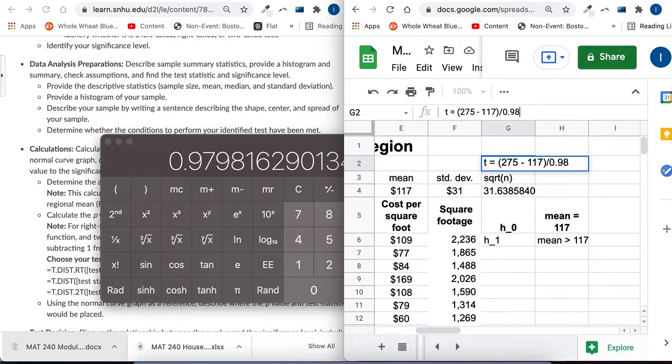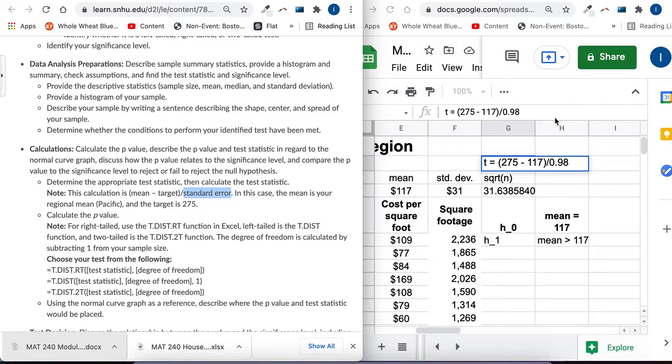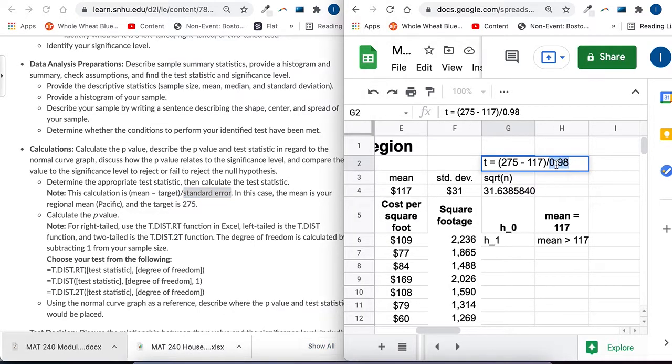So just watch out for that. That's one thing I have to look for, is that students know that when you're doing a t-test, it's the standard error, not the standard deviation that we divide by. So I shouldn't be seeing 31 down here. Okay, it's 31 divided by the square root of n, like we saw in zyBooks. Okay, so that's what we need to calculate.